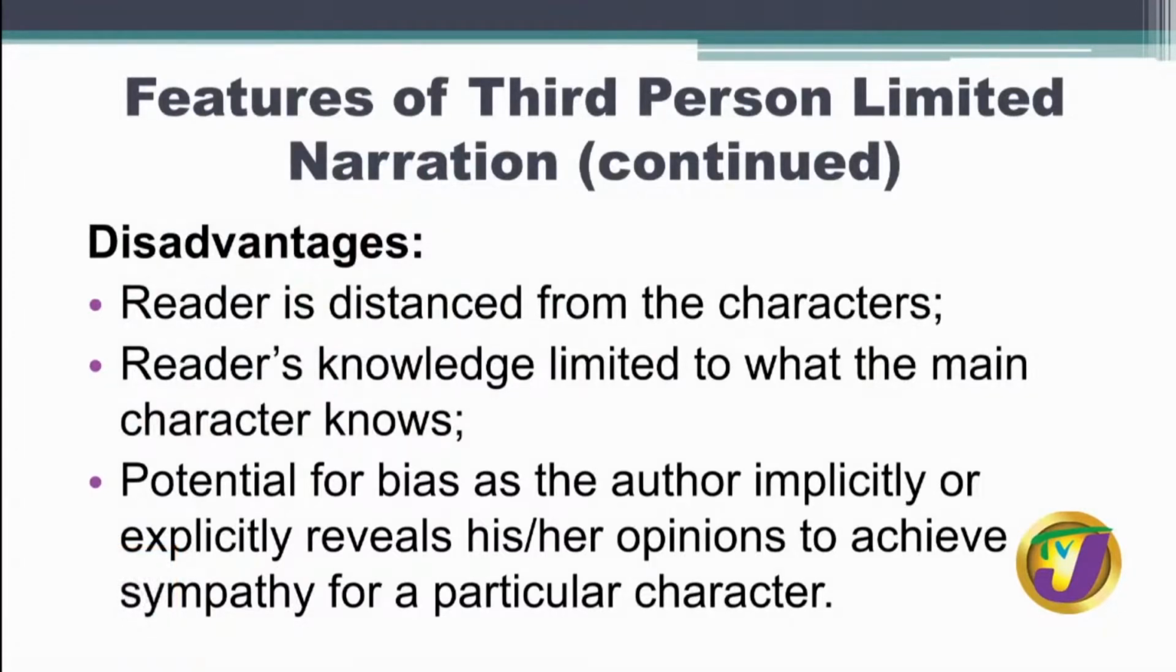And then, again, there is potential for bias, because your author might implicitly, meaning subtly, under the radar, or explicitly, outright, reveal his or her opinions. And this would be done to achieve sympathy for a particular character. So the author wants you to feel a certain way about one of the characters. They might try and sneak in some little words to get your sympathy, or they might just outright tell you to be sympathetic towards this person.